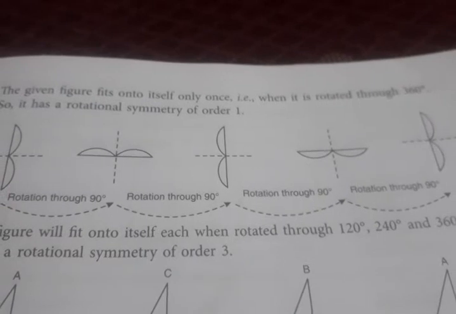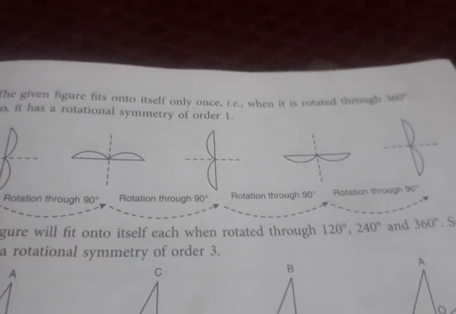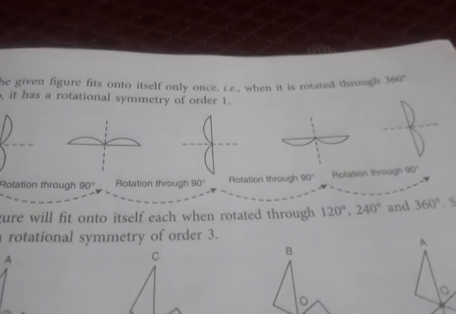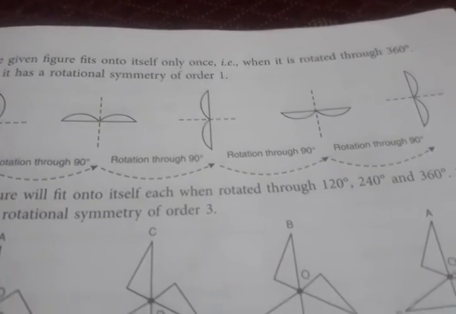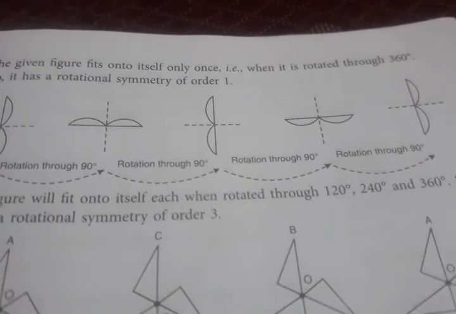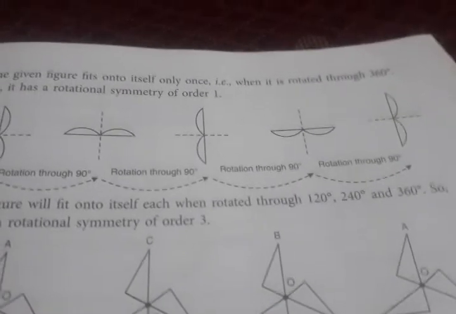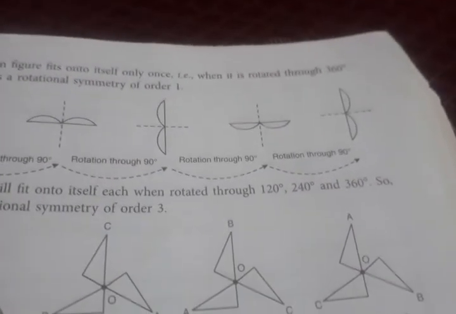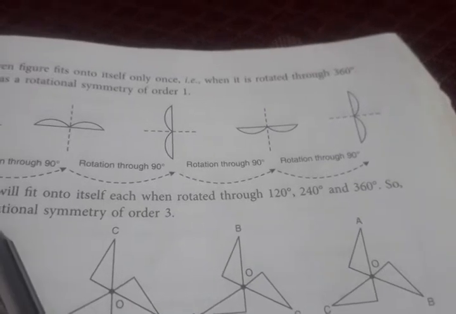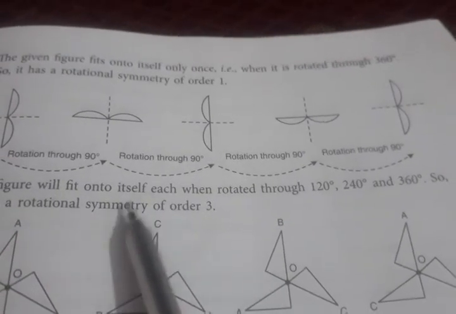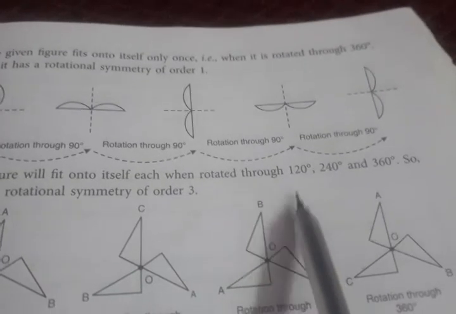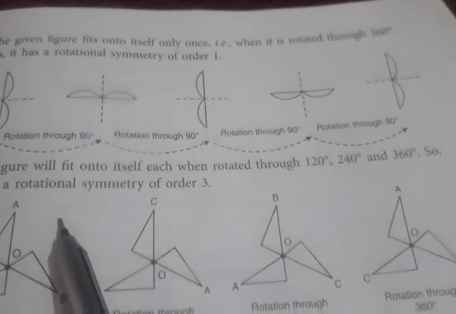The given figure fits onto itself only once when it is rotated through 360 degrees. So it has rotational symmetry of order 1. Another figure fits onto itself when rotated through 120 degrees, 240 degrees and 360 degrees. So it has rotational symmetry of order 3.